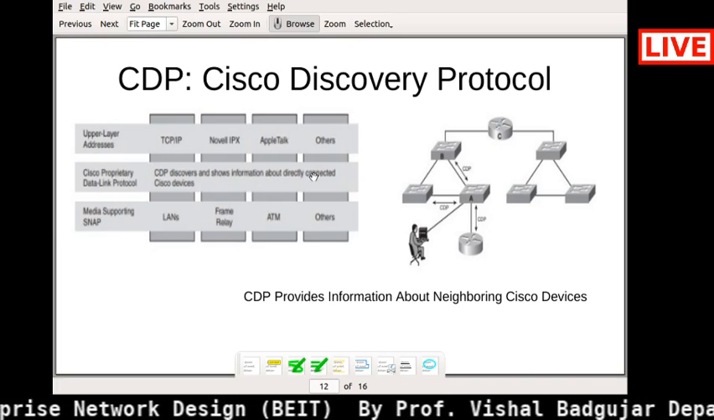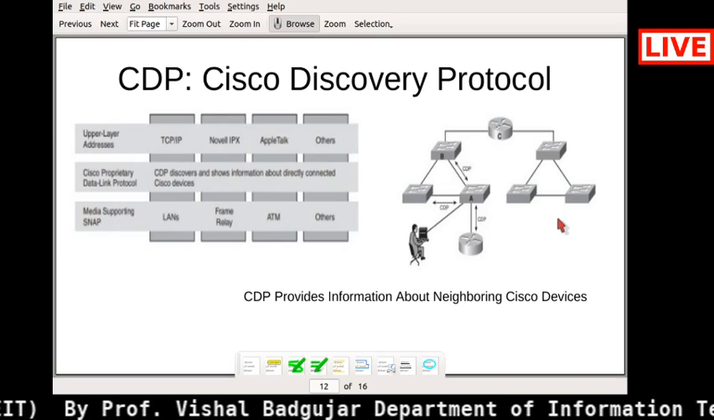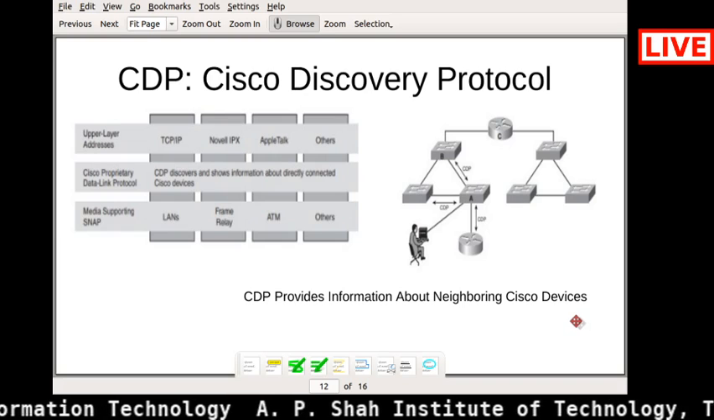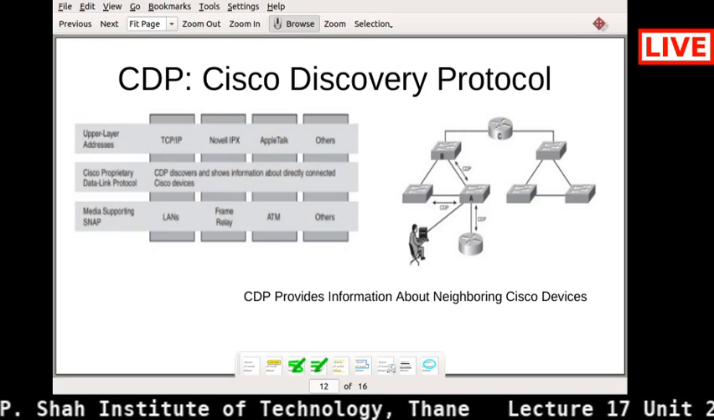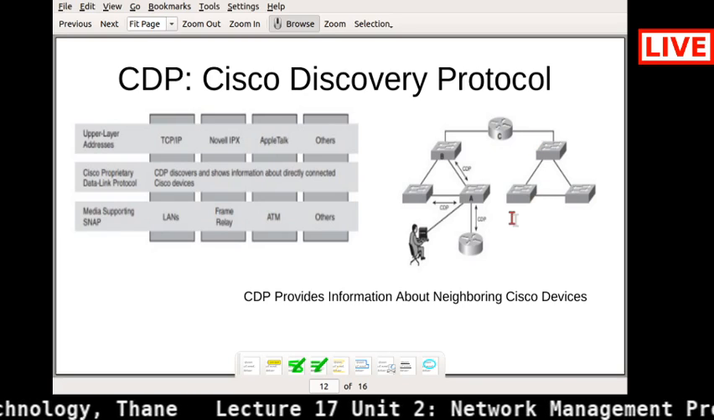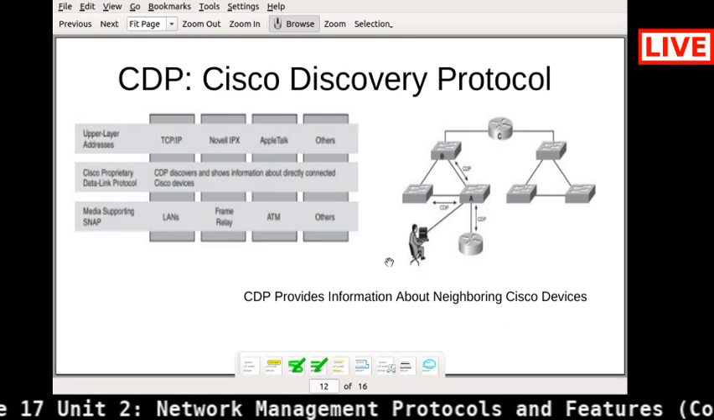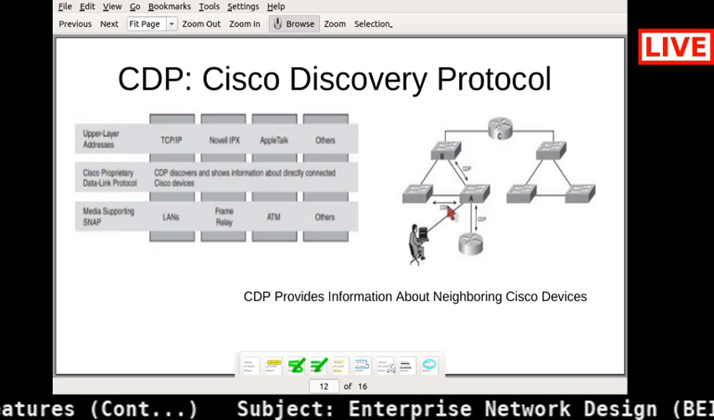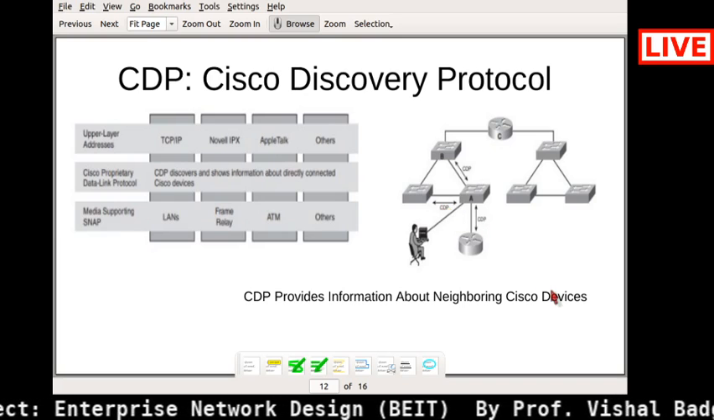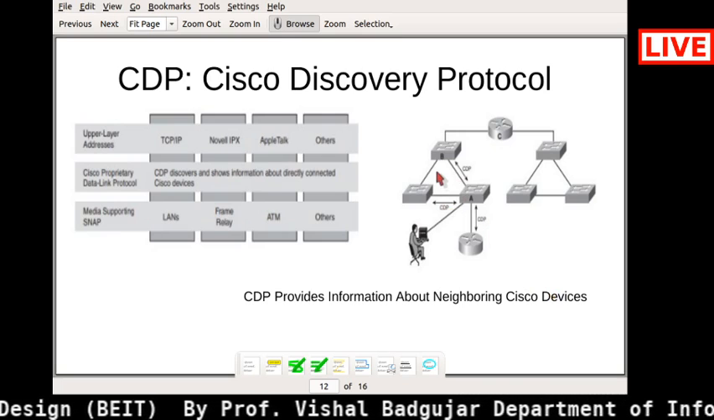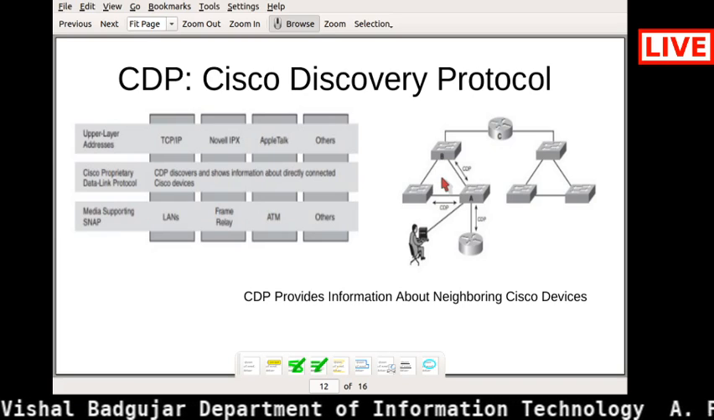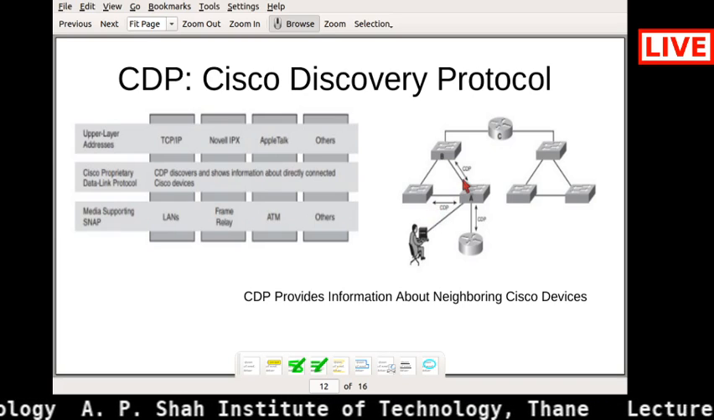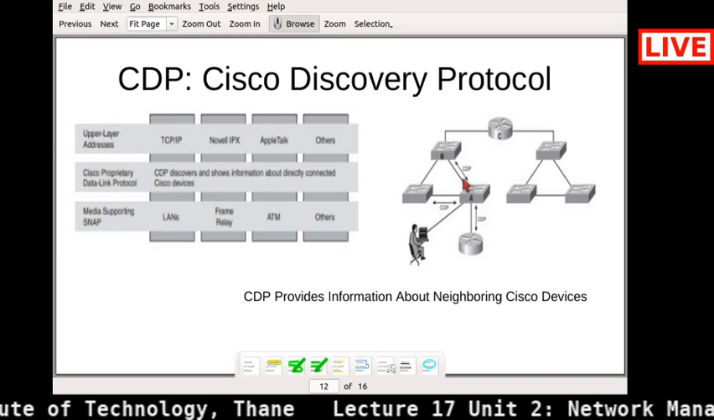It shows the information about directly connected Cisco devices. And if you see this second diagram, this is how CDP works. CDP provides information about neighboring Cisco devices only. In this diagram, the end devices are connected to switch A. Switch A has one router connected and two switches connected, which are directly connected to this particular switch A. So this end device is connected to switch A, and for switch A, three internetworking devices are connected, two switches and one router. Switch B is also there.